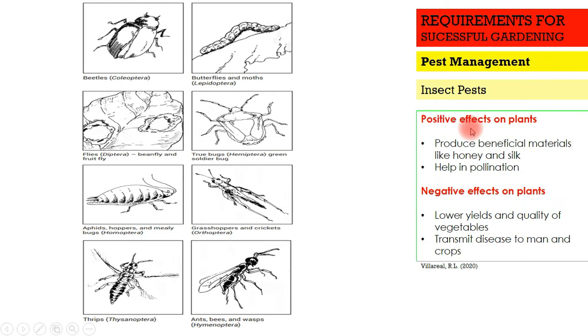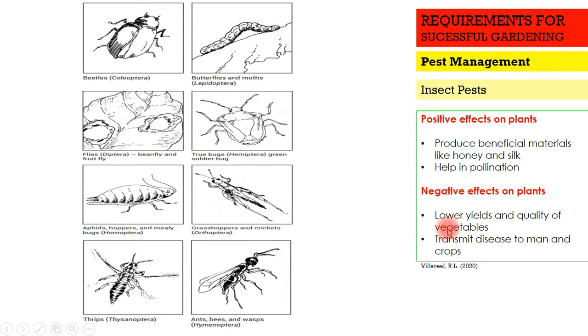So for the insect pests, not all insects actually are pests. Some have positive effects on plants, like insects that produce beneficial materials like honey and silk. They also help in the pollination process in plants. However, if the effects on plants are negative, then these insects are considered pests because they lower the yields and quality of the vegetables, and they transmit disease to man and crops.